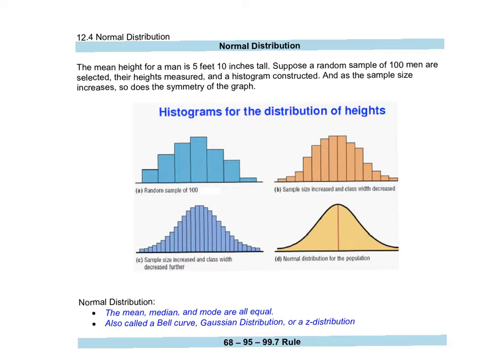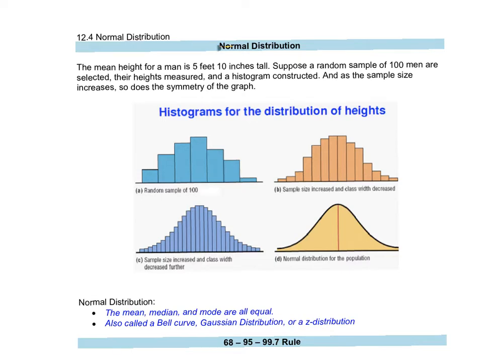Now, not all data, when you collect it, will have this type of histogram. However, if you do have what's called a normal distribution, it has some really nice properties. And that's what we're going to focus on for the remainder in 12.4, 12.5, normal distributions. So let's look at an example of a normal distribution.